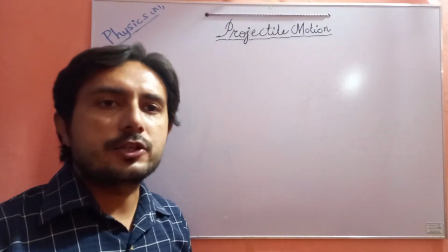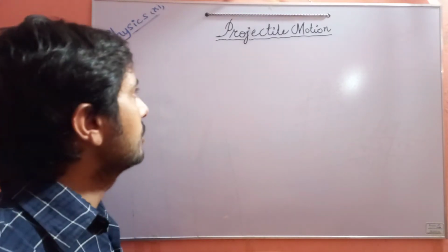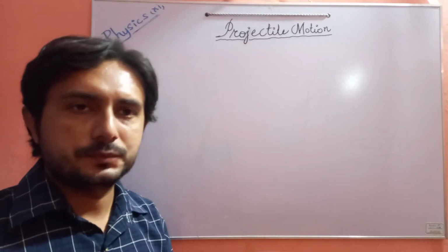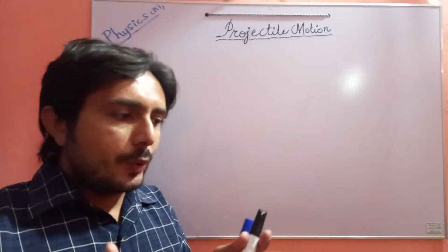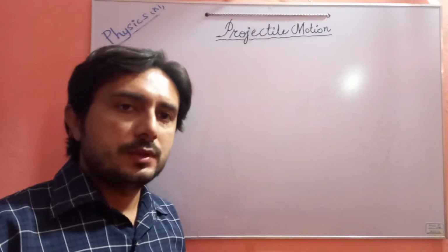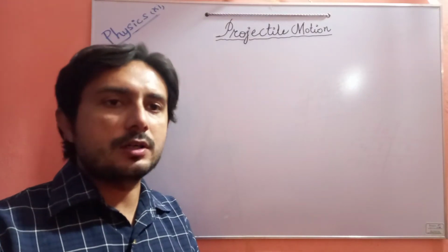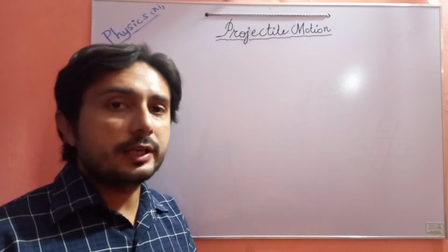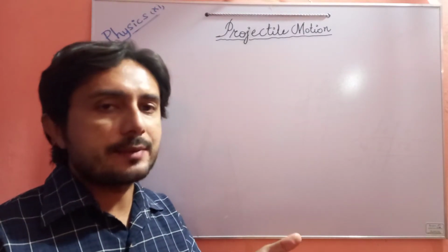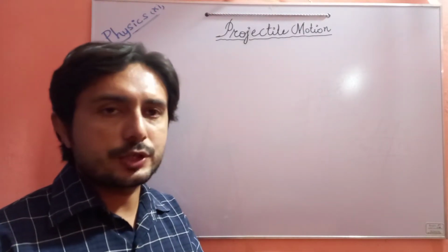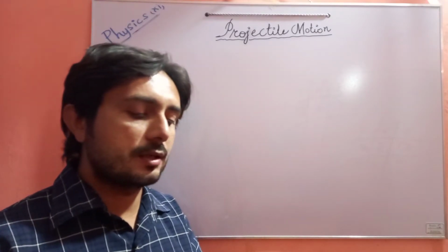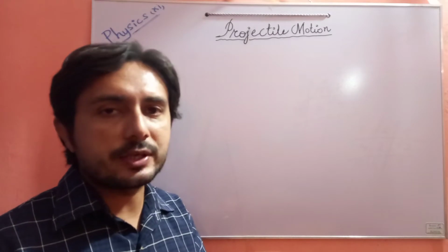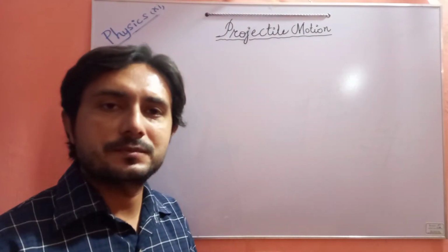And in today's lecture, we are going to learn about one of the physics topics, projectile motion. We have been studying motion since our 8th class or since our 7th class. We have studied only three types of motion: the linear or translatory motion, the circular or rotatory motion, and then the vibratory or oscillatory motion.